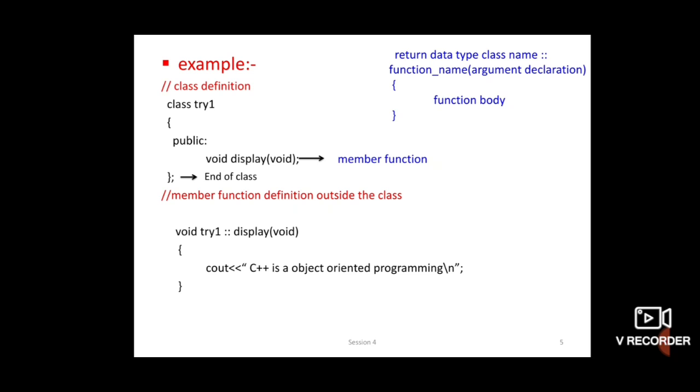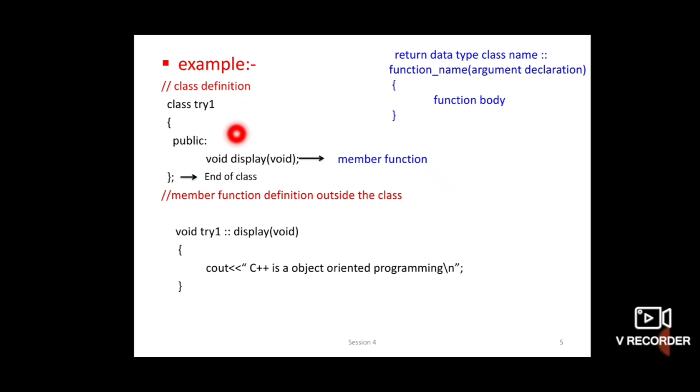Student, outside the class the member function incorporates an identity label or membership label, that is the class name. Class name and scope resolution operator. If you write try1 and the scope resolution operator here, what is the meaning? Because try1 is a class name and display is declared under this try1 class.